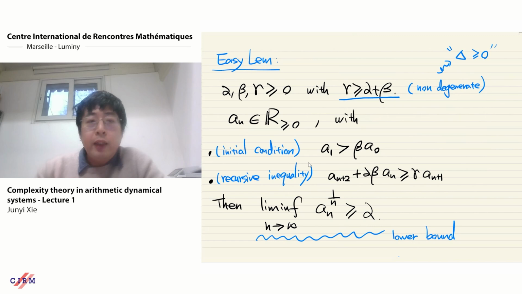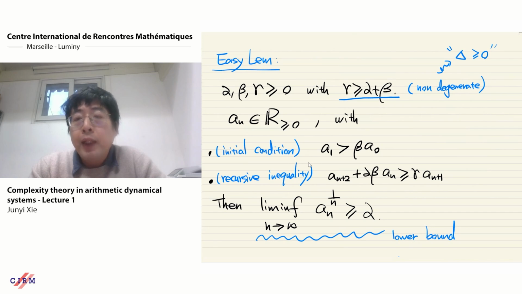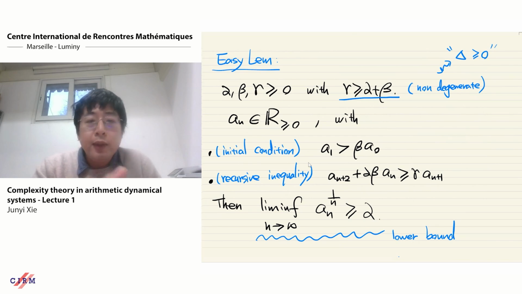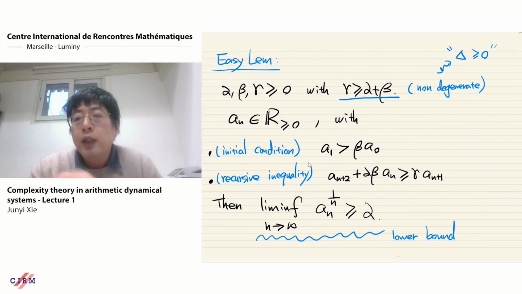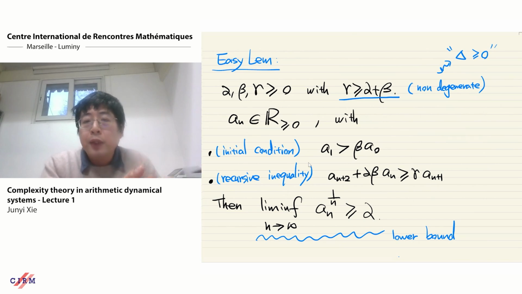And we see that here we have basically three conditions. The first condition is this gamma larger or equal to alpha plus beta. I think this is something related to a degree 2 equation. If you want to solve a degree 2 equation in one variable, there is a condition that the determinant is larger or equal to 0, which means some non-degeneracy condition. So I think that this first condition, gamma larger or equal to alpha plus beta, we think of as a non-degenerate condition. And the second condition is just for a1 and a0, so it's some initial condition. And the third condition is some recursive inequality.